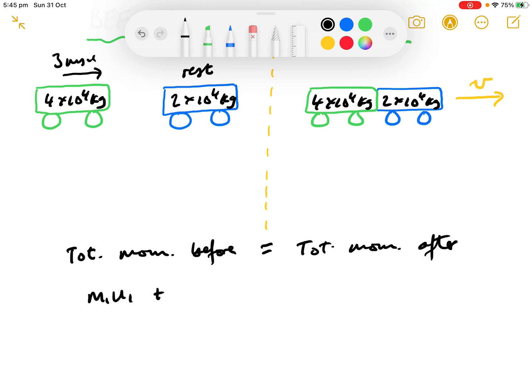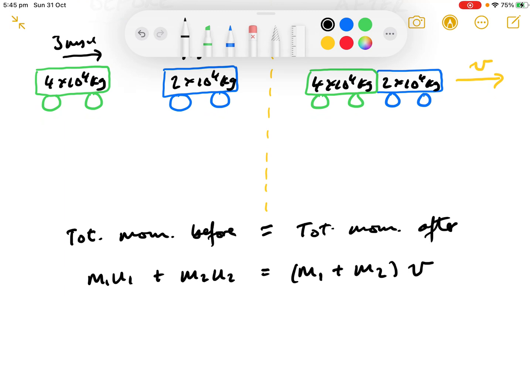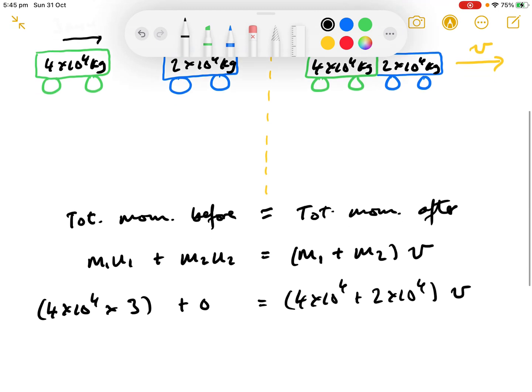So M1 U1 plus M2 U2 equals M1 plus M2 V. Because they couple, they join together, they can only have a common velocity. So 4 times 10 to the 4 times 3, put those in brackets, plus 0 equals 4 times 10 to the 4 plus 2 times 10 to the 4 times the unknown v.